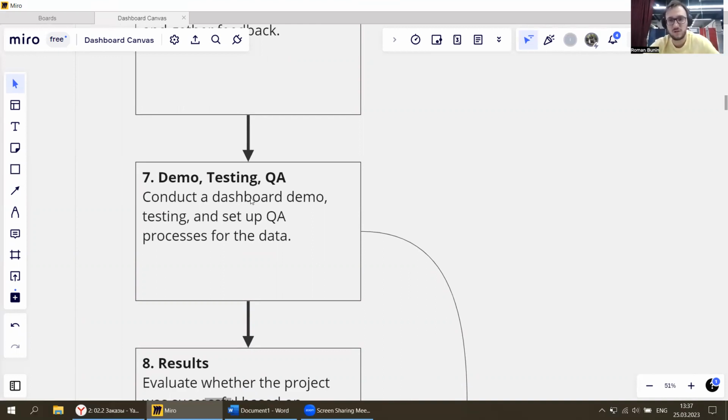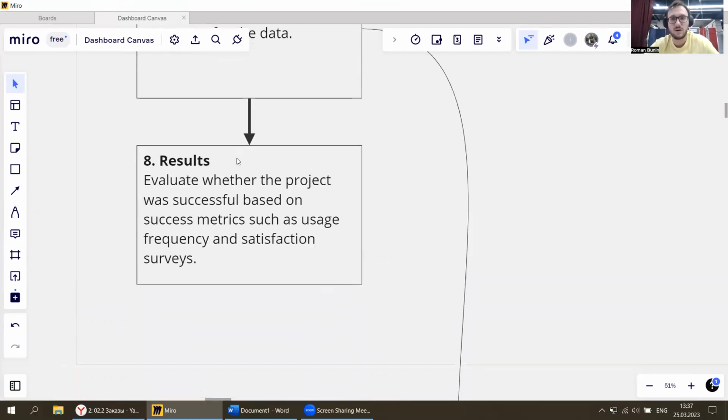It's also a good idea to provide some testing or quality assurance on the data if you need one. After that, you come to conclusions and measure the result of your dashboard. It's funny that usually analysts are not so concerned about metrics for the dashboard. They just create it and say, okay, I created the dashboard, it's a result. No, it's not the result. The result of the dashboard is when it's used.